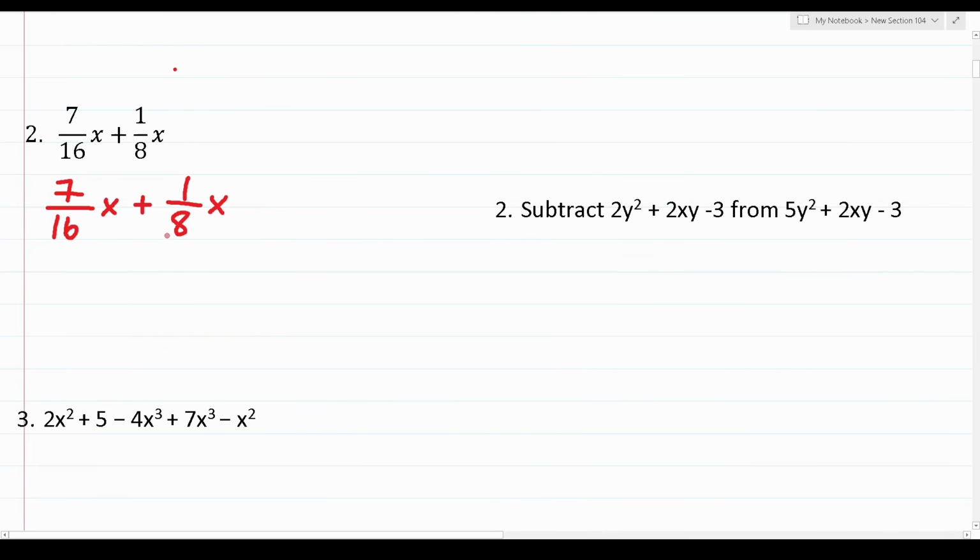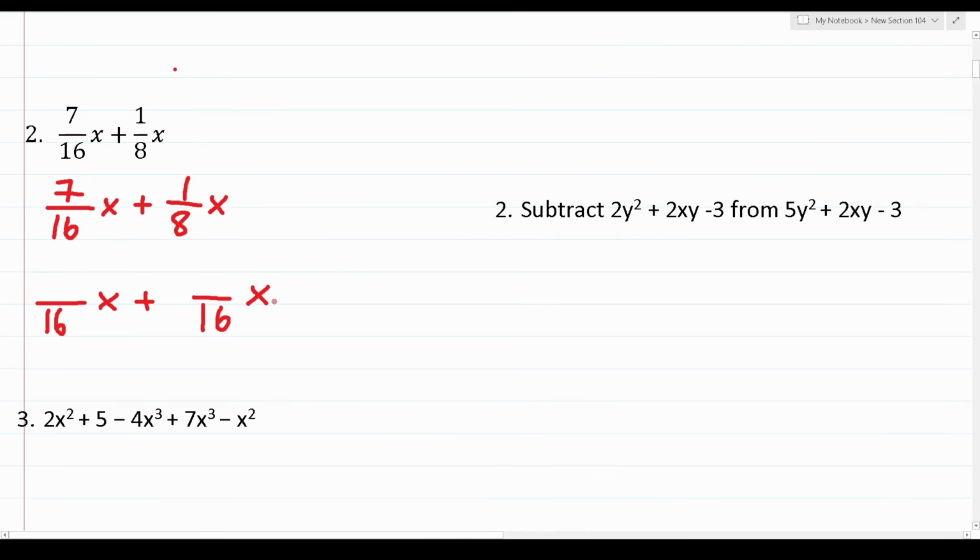Now, here's the tricky part of this problem. Our coefficients, notably 7 over 16 and 1 over 8, are fractions. And in order to add fractions, they have to have the same denominators. So we have to find a common denominator between 16 and 8. Well, we should realize that 8 and 16 both go into 16. So we're either going to rewrite one or both of these such that they have denominators of 16.